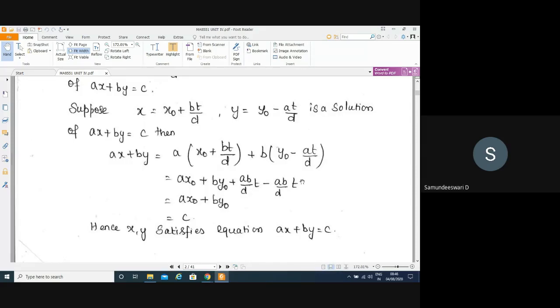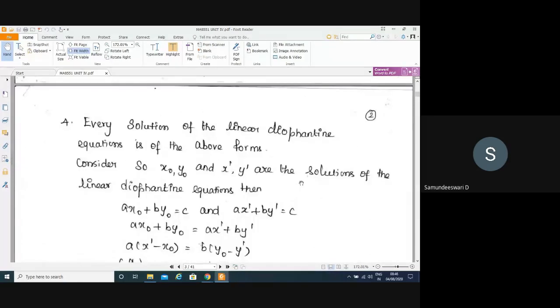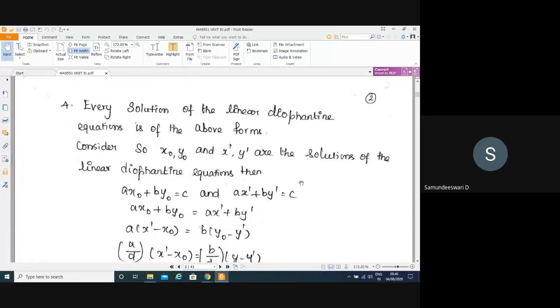Next, we are going to prove that this is the actual solution format. This is the one and only solution format of your Diophantine equation. How can you prove that? So next one. Every solution of the linear Diophantine equation is of the above form only.